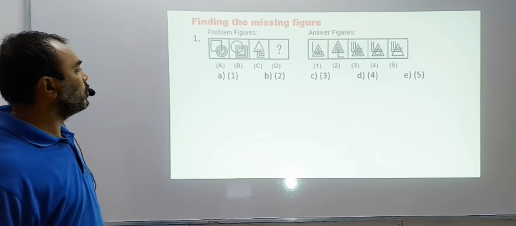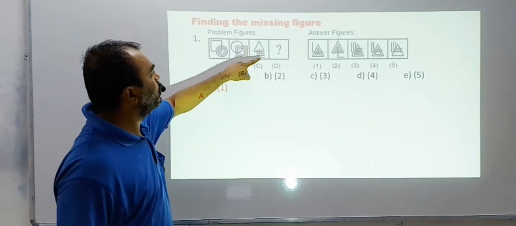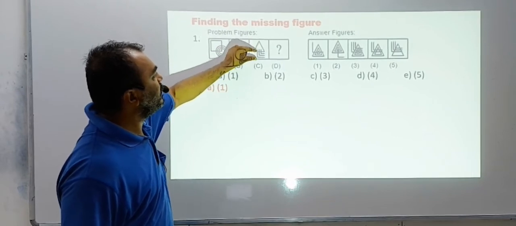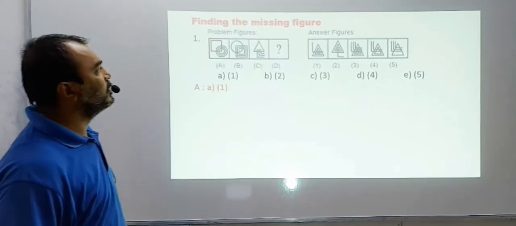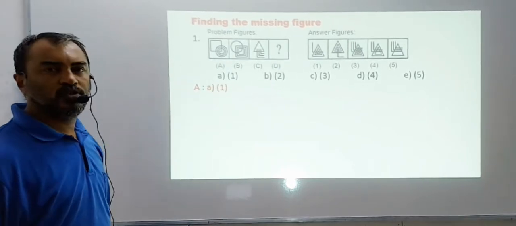Let us see how many have got the right answer. Yes, the answer is A1. Did you follow? 3 lines exchanged places and became 1 line. One triangle exchanged place and became three triangles. So have you got the gist of the questions?